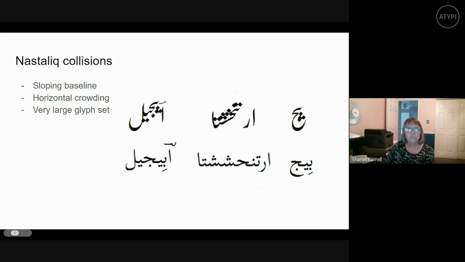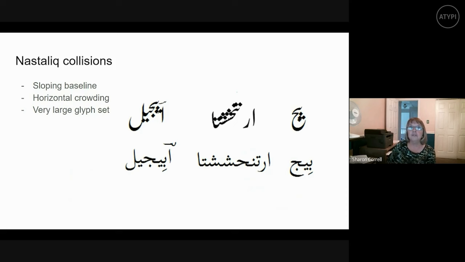It has a sloping baseline, which creates horizontal crowding, and is very calligraphic, so it requires a large number of glyph forms. For instance, our font has 50 forms for each basic letter shape. And the slope, together with the large number of possible glyphs, makes it hard to predict where the collisions will occur. This graphic shows the difference between Nastaliq style on the top and the same text written in the standard Nask style, which is flat. And you can see how crowded Nastaliq can get.